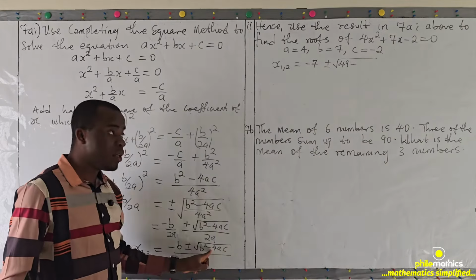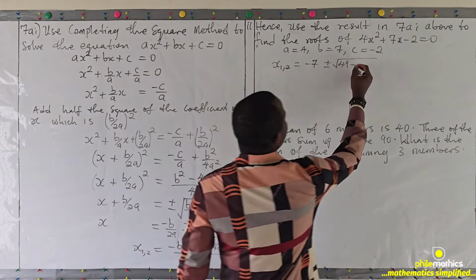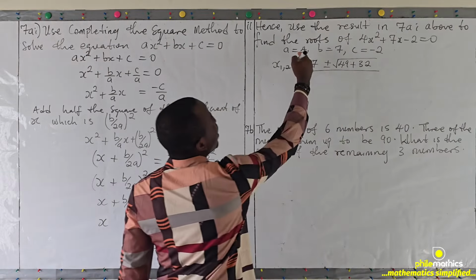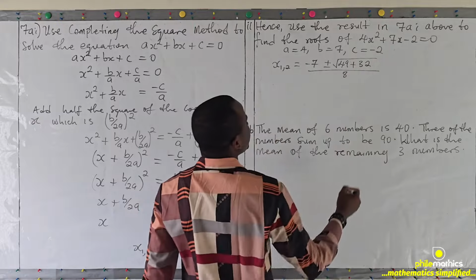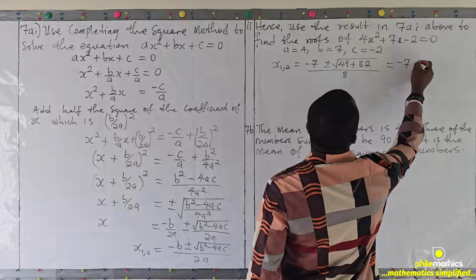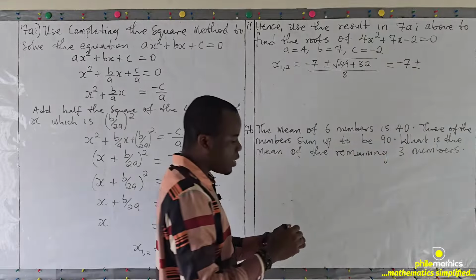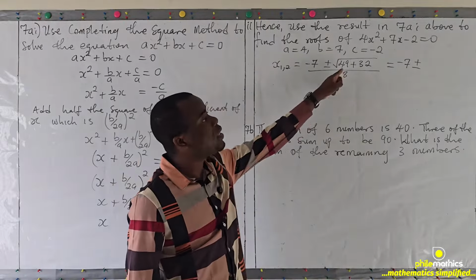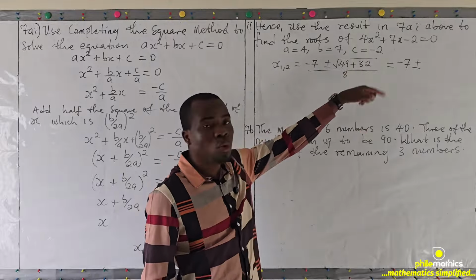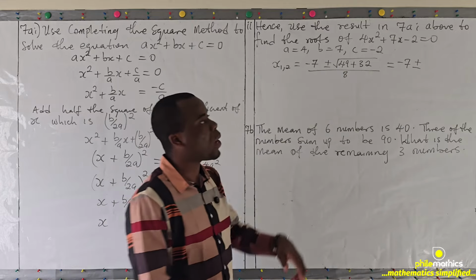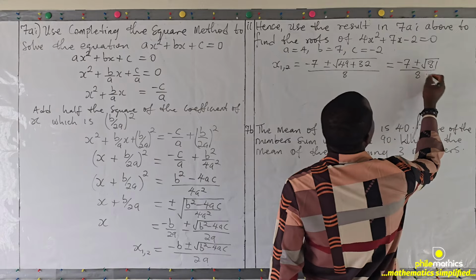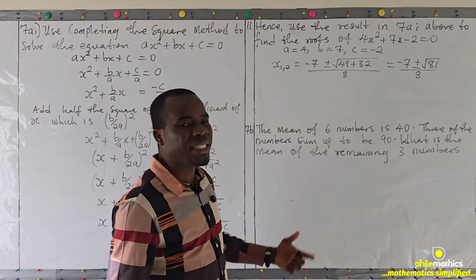But there's a minus here, so it will be plus 32. So this is plus 32, everything over 2a. 2 times 4 is 8. And so we can simplify this as minus 7 plus or minus square root of 49 plus 32. 40 plus 30 is 70. 9 plus 2 is 11. 11 plus 70 is 81. So this is square root of 81 over 8. But square root of 81 we know is 9.